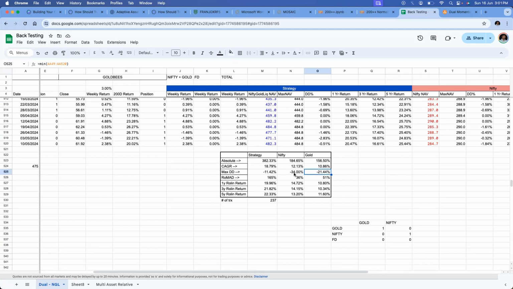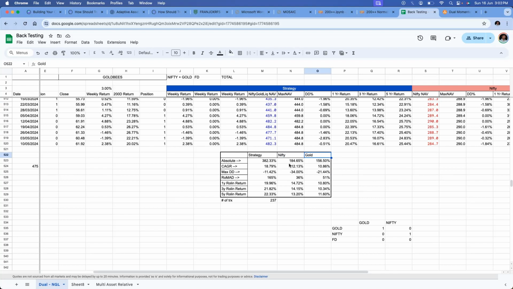Now, if you take a moment and try to understand why this is happening, why are we getting such extraordinary returns and very small drawdowns with two indices like Nifty and gold, which by themselves are not that great?